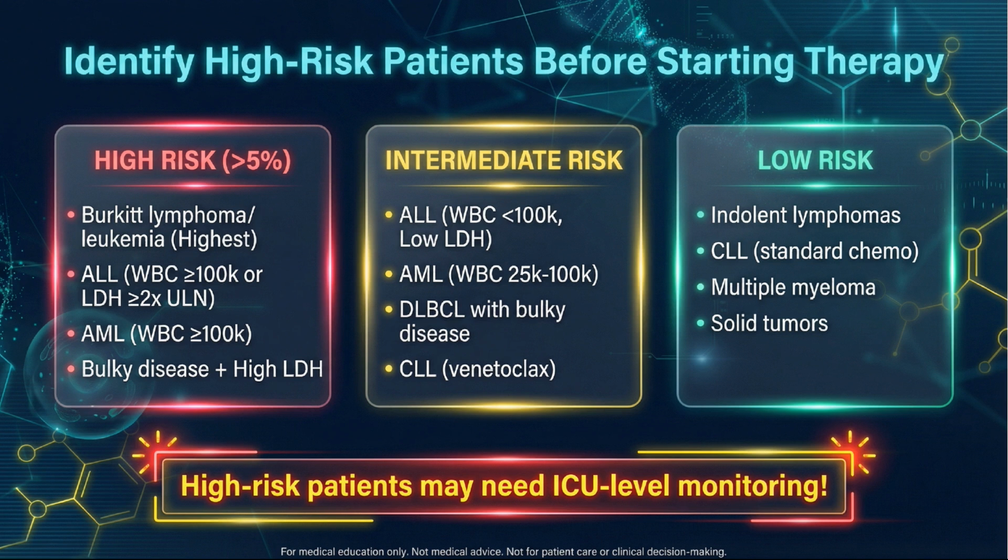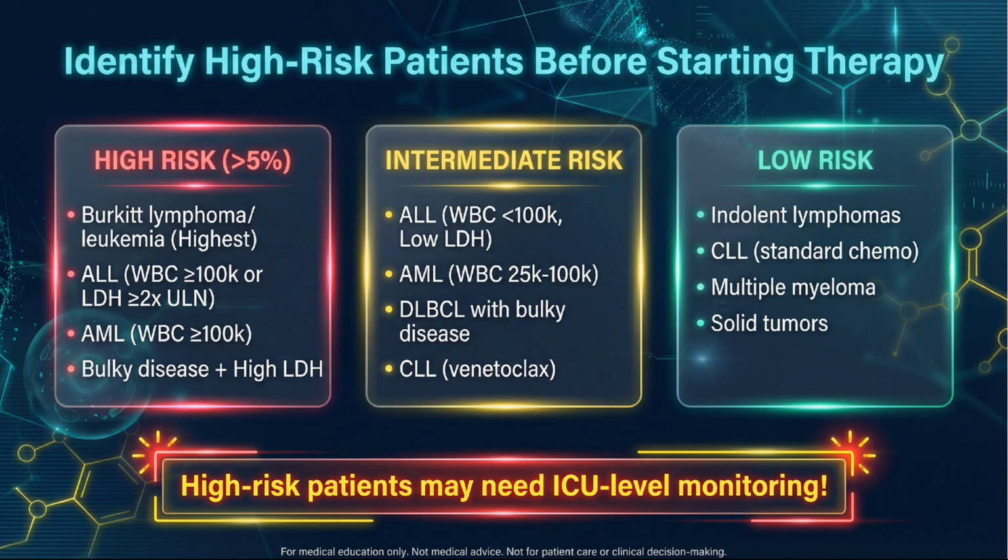It also includes patients with acute lymphoblastic leukemia, or ALL, who present with a white blood cell count of 100,000 or higher, or a lactate dehydrogenase level more than twice the upper limit of normal. Similarly, patients with acute myeloid leukemia, or AML, and a white count over 100,000, or any patient with bulky disease and a high LDH fall into this category.